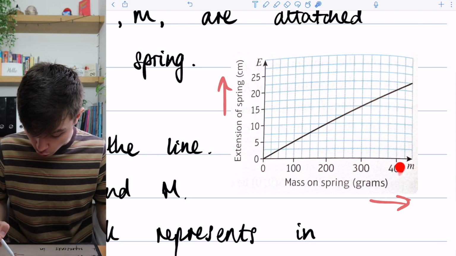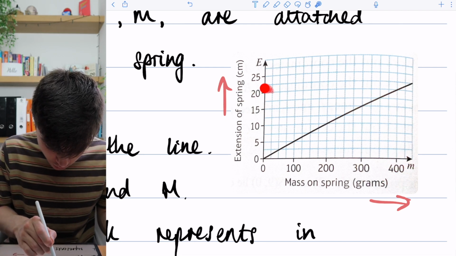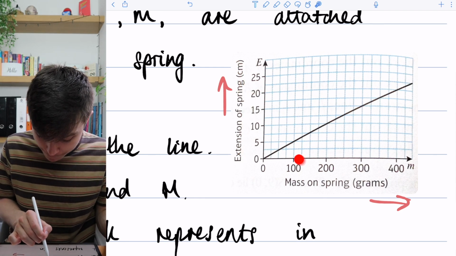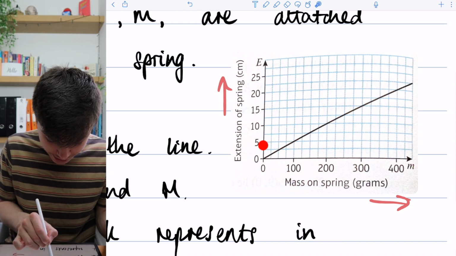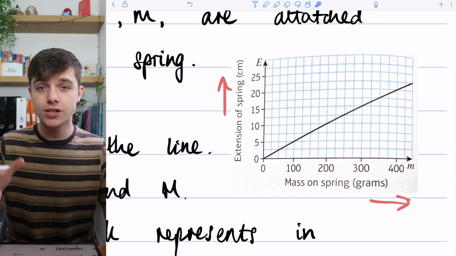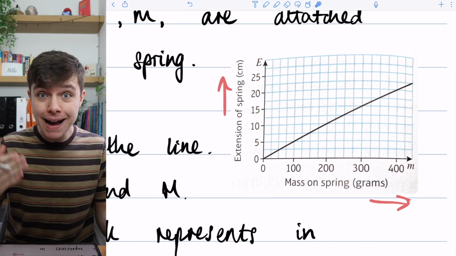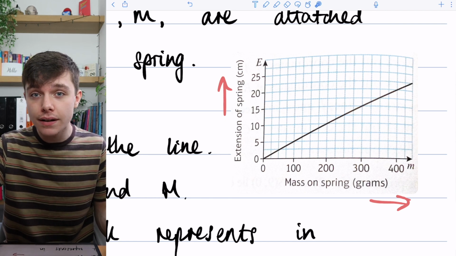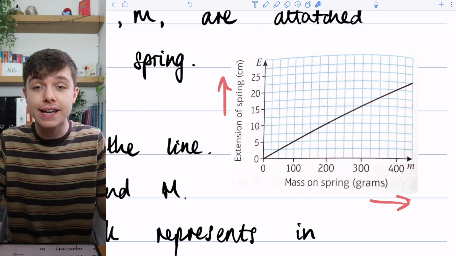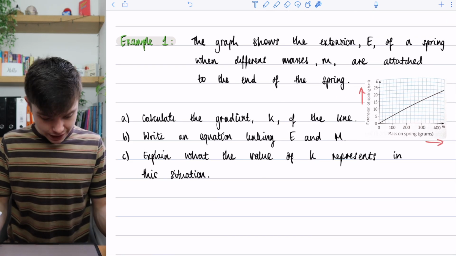A mass of 400 grams, okay, extends the spring to a length of 20 centimetres. Okay, so that's the extension of the spring. But if we look at a mass of 100, we can clearly see the extension of the spring is 5 centimetres. And so direct proportion says the heavier the weight, so as the mass of the weight increases, then the extension of the spring also increases. So they're increasing at the same rate. We've got direct proportion.